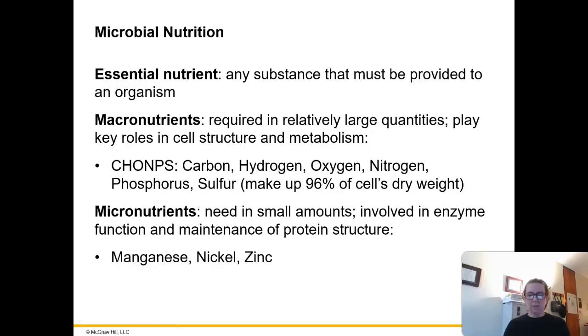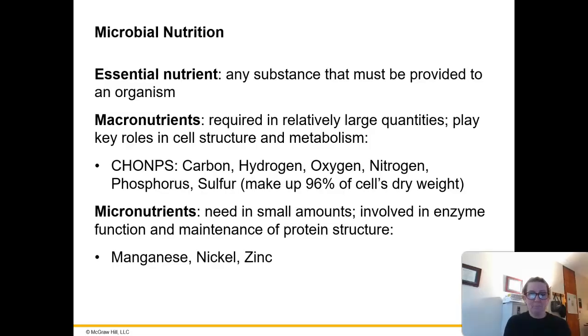All right. Microbial nutrition. Honestly, when you look at it at face value, it looks very similar to human nutrition. So we have essential nutrients, which organisms have to have. It's something that has to be provided to them. Macronutrients, macro means large. So these are the nutrients that we need in larger quantities, and these are the ones that make up our macromolecules. So carbon, hydrogen, oxygen, nitrogen, phosphorus, another form phosphate, and then sulfur. So not that much different than what you need. So these are going to be the basic building blocks of macromolecules.